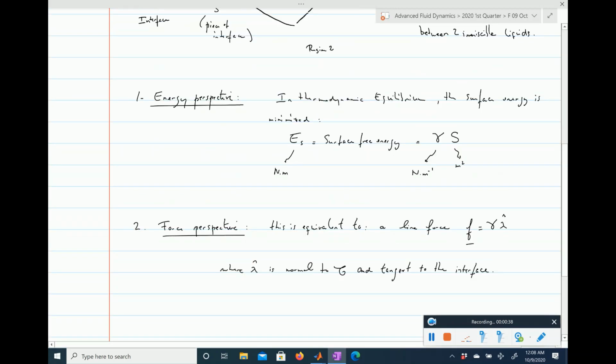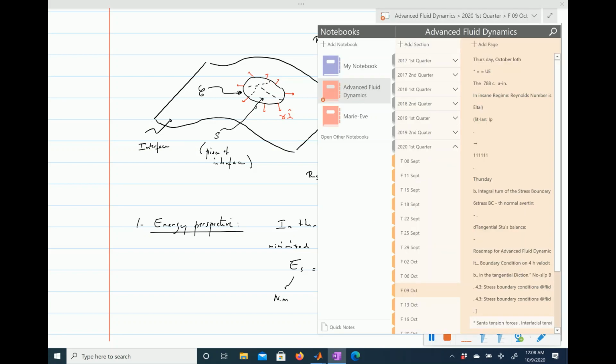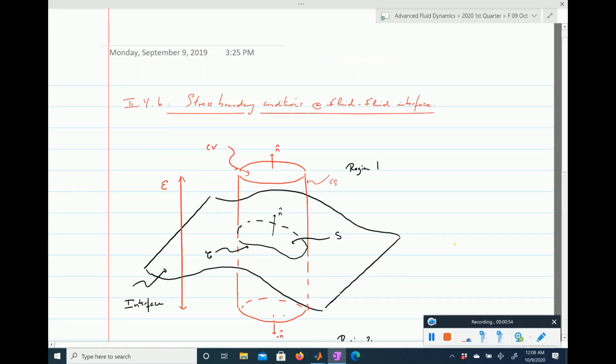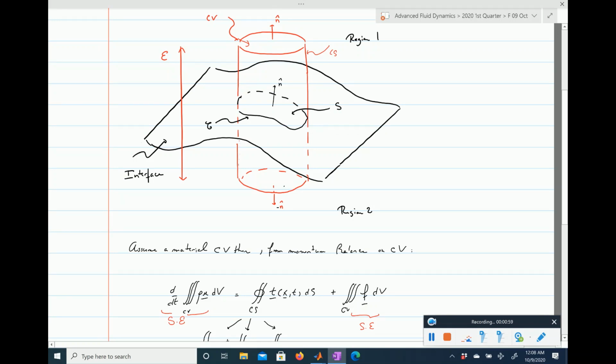So this is how you can describe the forces exerted inside of an interface. Now going back to our little momentum balance onto our control volume here, if we now include effects of surface tension, then we have to take into account those forces. So now that we have defined this control volume as a piece of the interface S, in addition to all of this, we have those forces here.